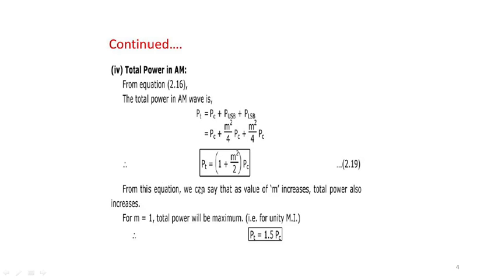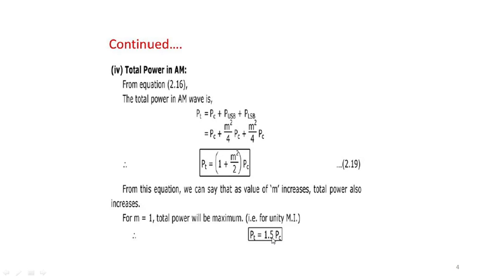From this equation we can say that as the value of m, the modulation index of AM, increases, the total power also increases. This is the standard equation of the total power. So the total power depends on the modulation index of the AM signal. For example, we are going to take m equal to 1, meaning the modulation index of the AM signal is equal to 1. Then the total power becomes PT equal to 1.5 PC.